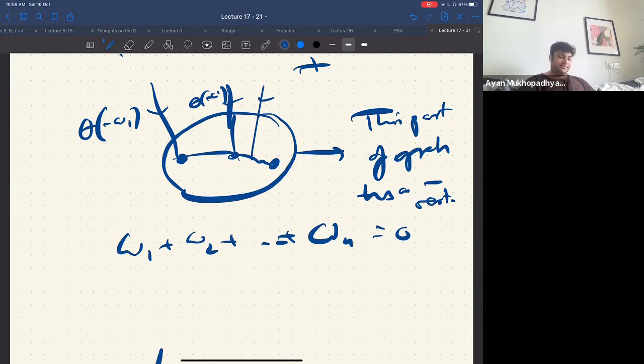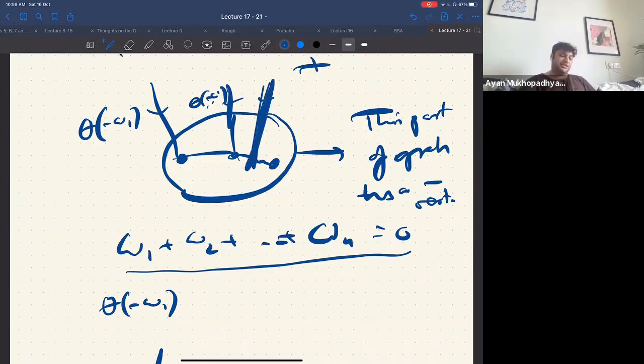But each of these lines has a theta minus omega 1 factor, a theta minus omega 2 factor. So now if all of these numbers add up to 0, at least one of them has to be positive. And therefore, because it has a theta minus 1 and all this, this thing has to vanish. If any one of these legs vanishes, the whole diagram should vanish.